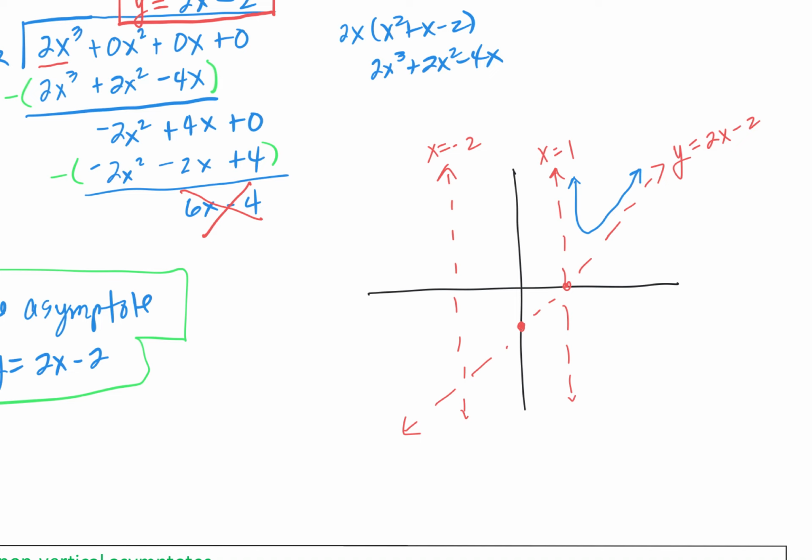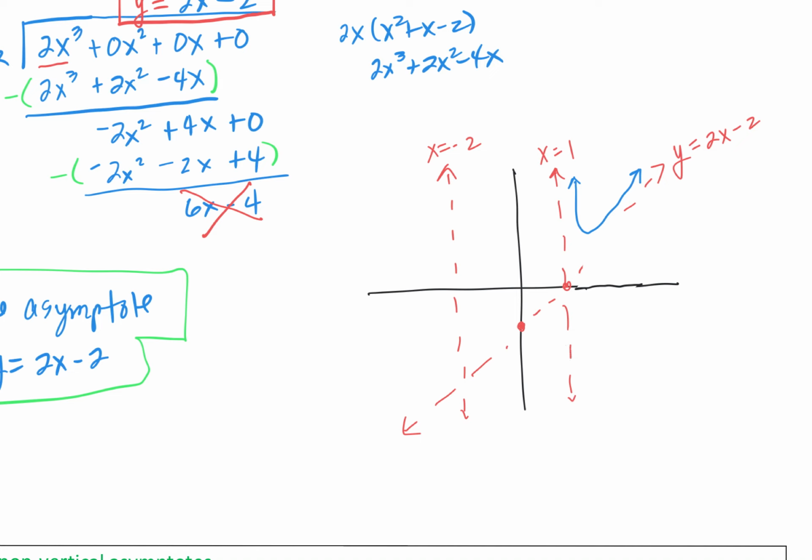You cannot have a piece above the slant and also below. Some people make that mistake. Remember, the vertical asymptotes will split your graph into pieces, and there can only be one piece to the right of x equal to 1. It's either going to be above the slant asymptote or it's going to be below the slant asymptote. And in this case, it's above.